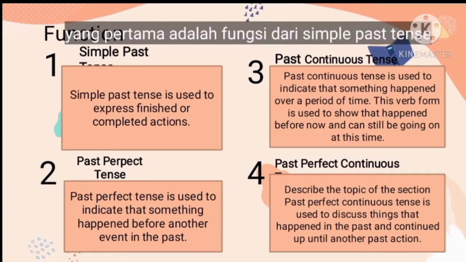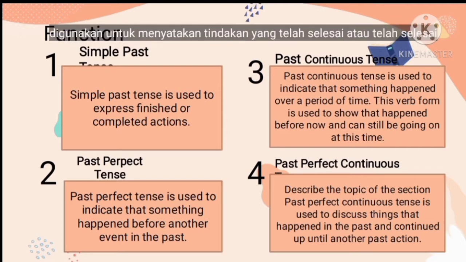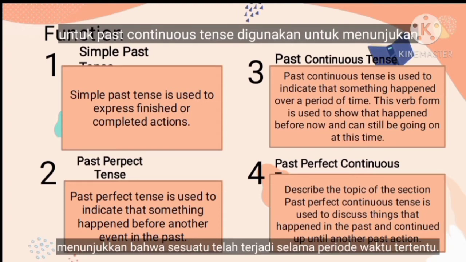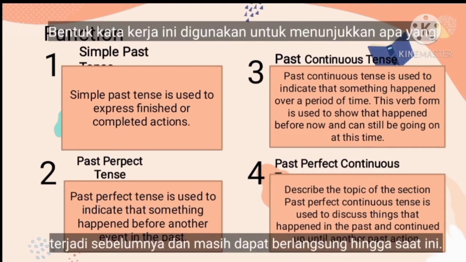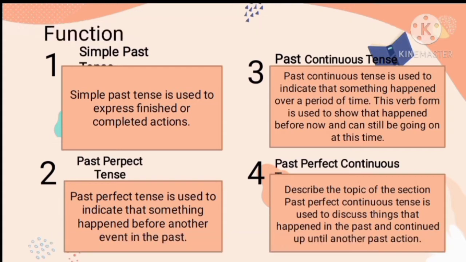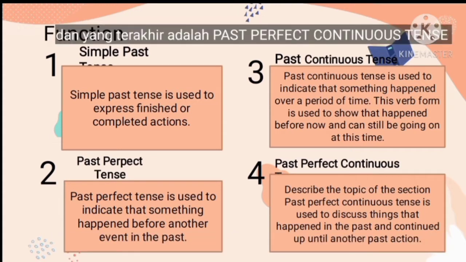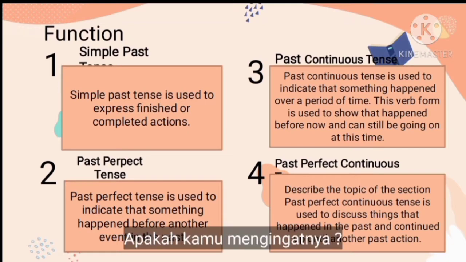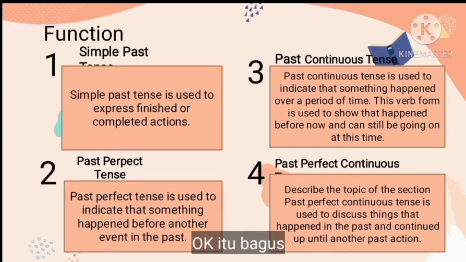The first is the function of simple past tense. It's used to express finished or completed actions. And past perfect tense is used to indicate that something happened before another event in the past. Past continuous tense is used to indicate that something happened over a period of time. This verb form is used to show that something happened before now and can still be going on at this time. And for the last, past perfect continuous tense is used to discuss things that happened in the past and continued up until another past action. Do you remember it? Okay, that's good.